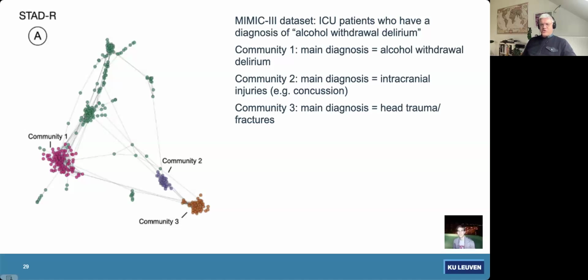So basically, they were so drunk that they fell on their head and they broke their skull. And the purple community are patients who also fell down but didn't break their skull, they just had a concussion. So that's one way to actually put domain knowledge in by changing the distance metric.